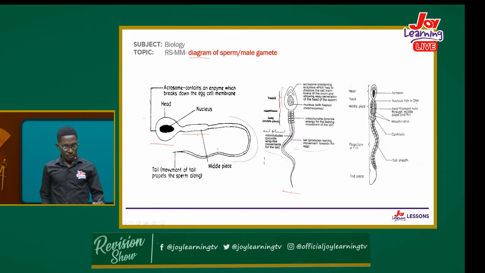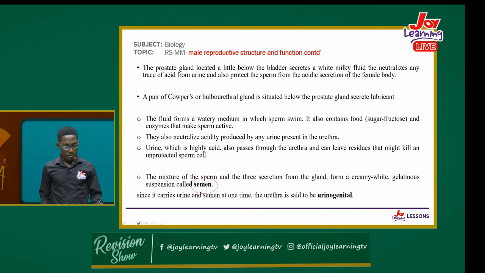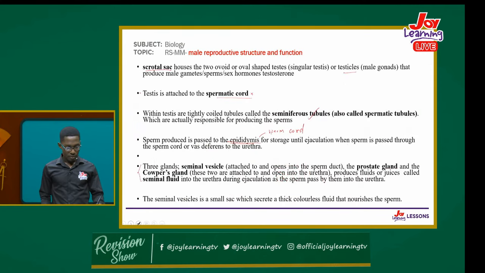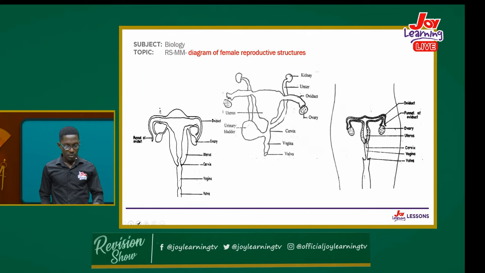For the males, we mostly prefer this particular one, the one on your left. It's easier to understand than the one on your right. So let's look at the parts: vulva, vagina, cervix, urethra, ovary, oviduct, and the funnel of the oviduct. You can see it shown in all the other parts too.